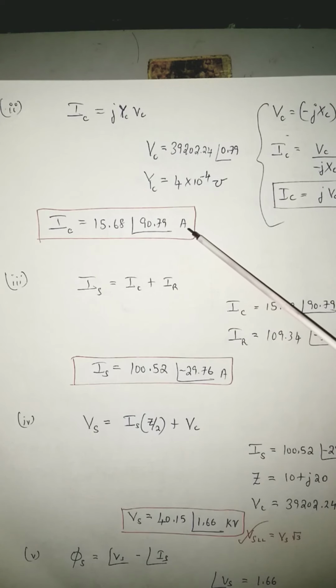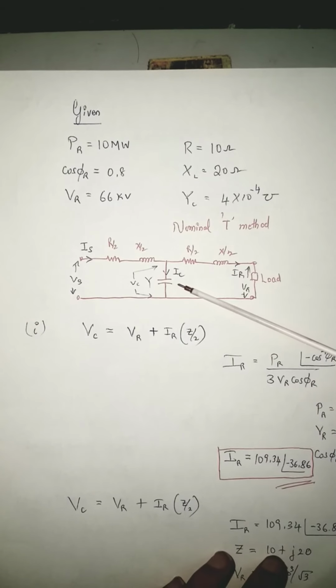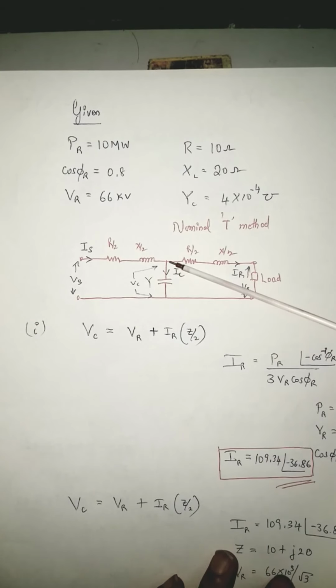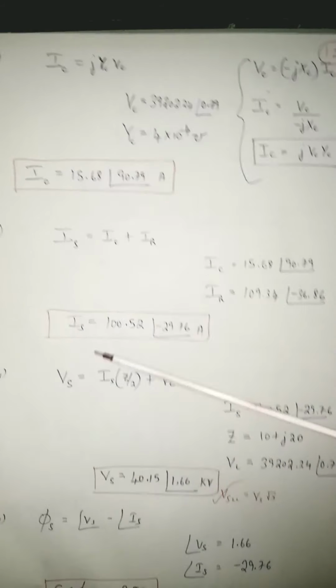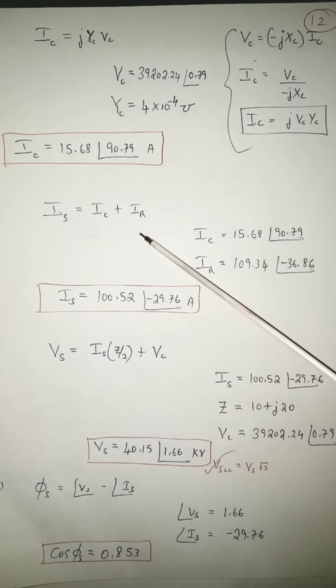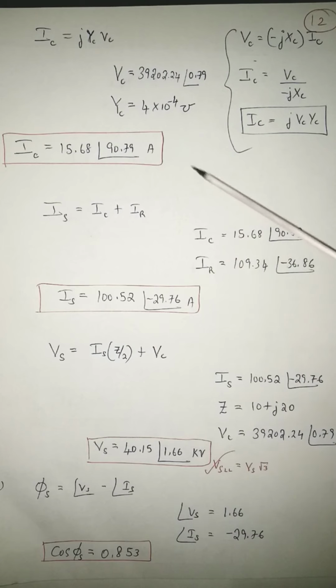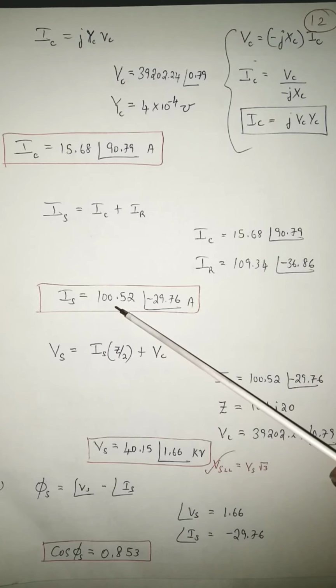Next, you will have to apply KCL at that particular node. So I got Ic now, I have IR. If I apply KCL here, I can get Is. Is is nothing but Ic plus IR. So Is is equal to Ic plus IR. Ic is calculated just now, IR is already calculated in the first step. Add them, you'll be getting the Is value.